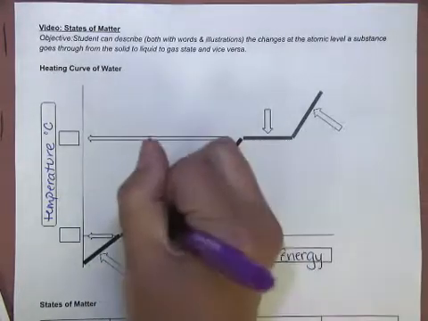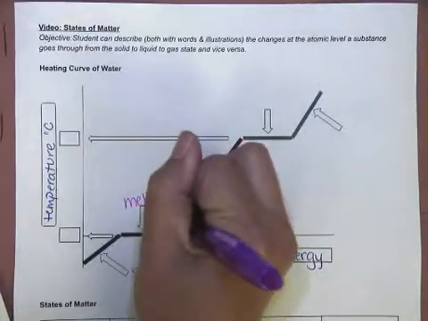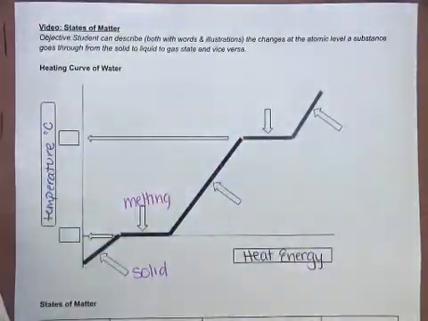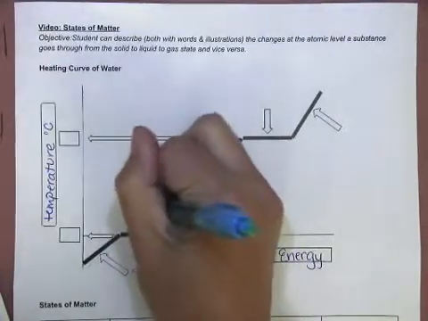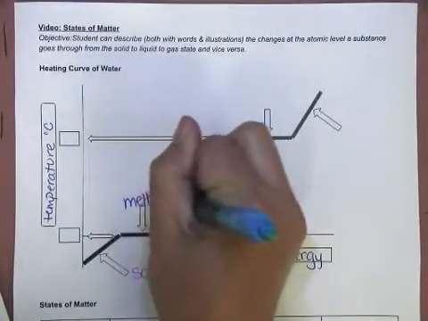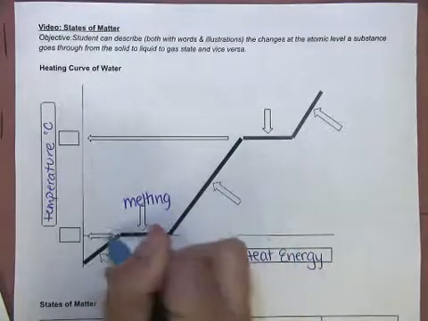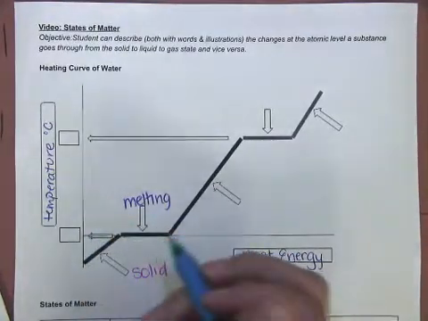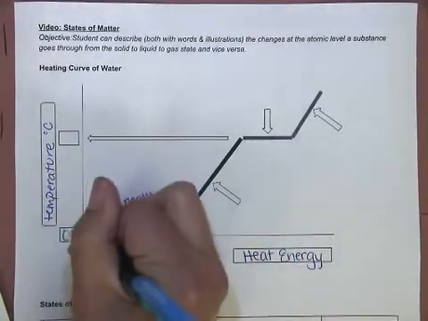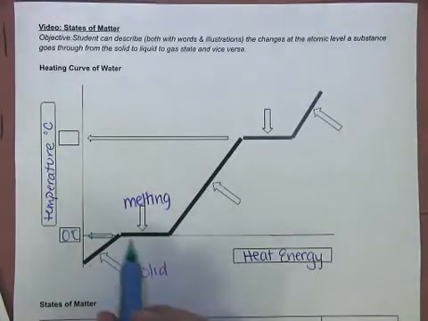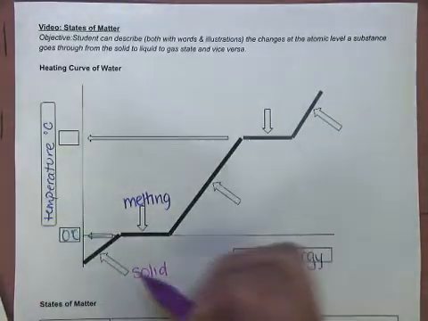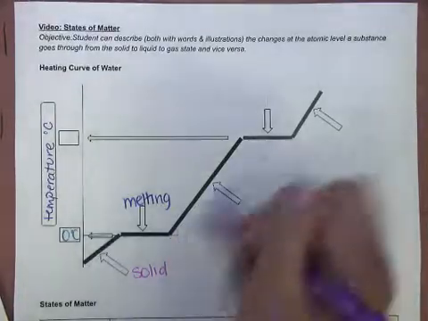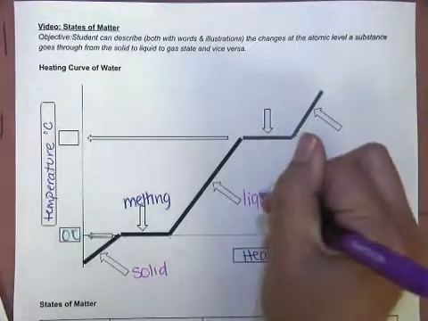This flat line shows that it's melting. Melting occurs for ice at 0 degrees Celsius. So this flat line is at 0 degrees Celsius. After all of our solid has melted, it becomes a liquid.